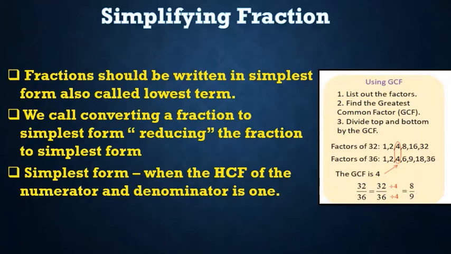So now we'll have to divide the numerator and the denominator by 4. When we divide 32 by 4, we will get 8. And when we divide 36 by 4, we will get 9. So that means when we simplify 32 by 36, we will get 8 by 9.